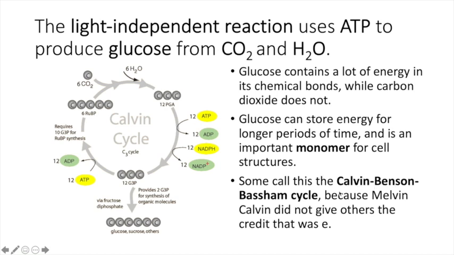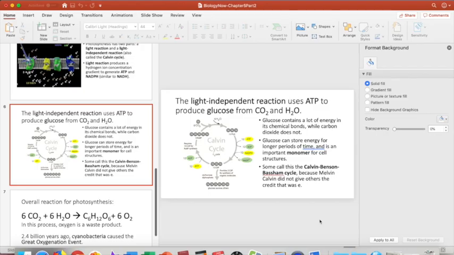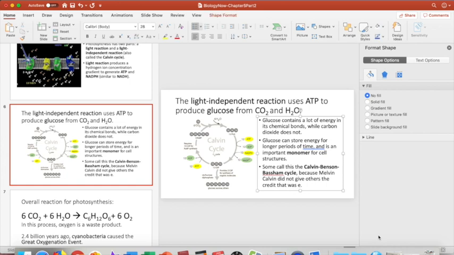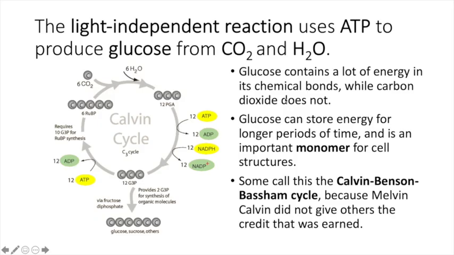So some people try to be more inclusive, and these were the three people who worked on the Calvin cycle: Calvin, Benson, and Bassam, to make sure they all get credit for it. And that doesn't make any sense. Calvin did not give credit to others. Credit that was earned from everyone who helped make the Calvin cycle.